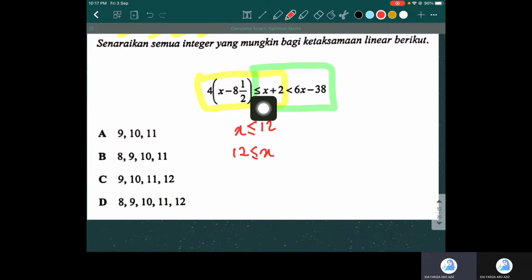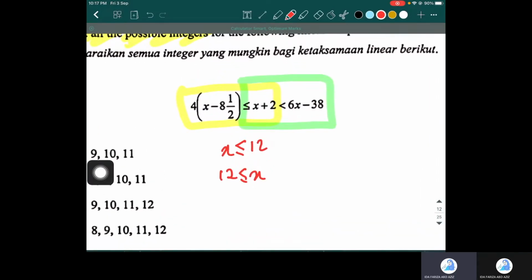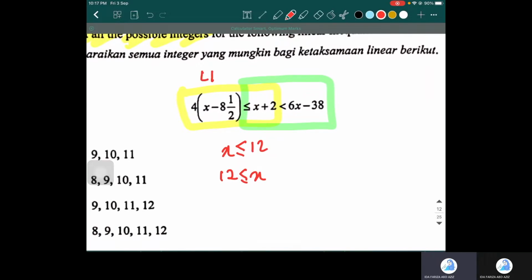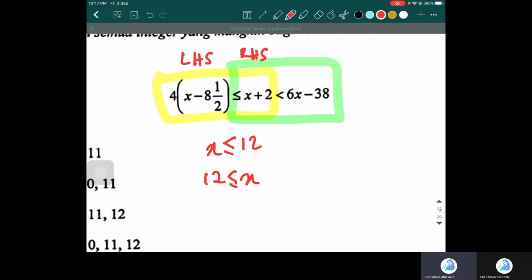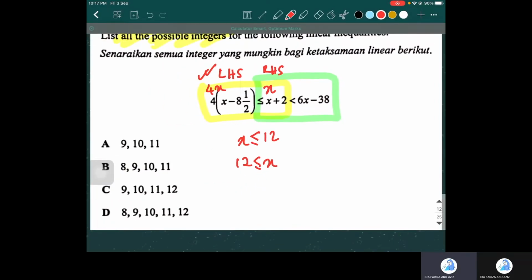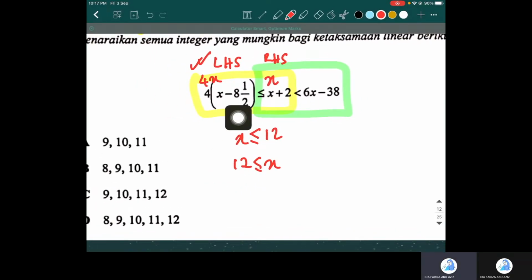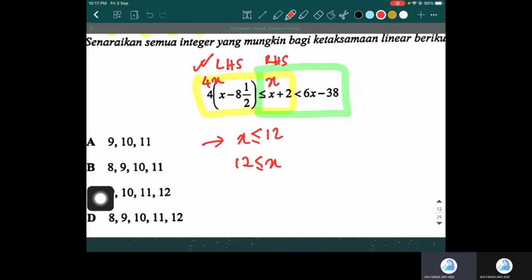So for this one, what will help you in this linear inequality is to choose which side is your bigger x. This is the left hand side, this we call the right hand side. On your left hand side you have 4x, if you expand this, and on your right hand side you have x only. So we will choose the left hand side, the bigger x. What do I mean by choose bigger x? The left side has the bigger value of x, so in our answer we will write x on the left side too.